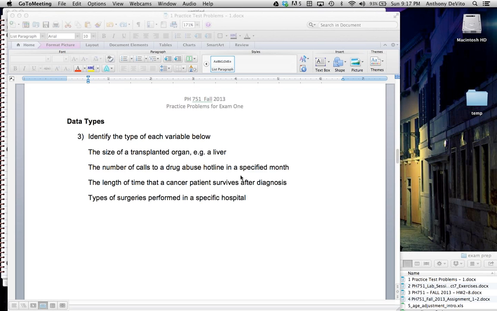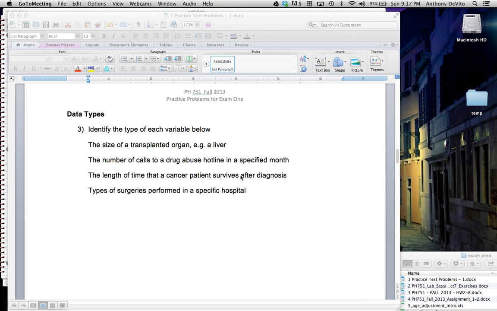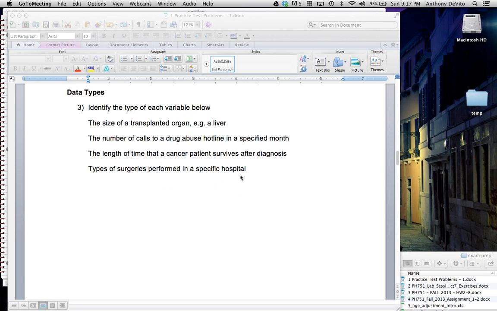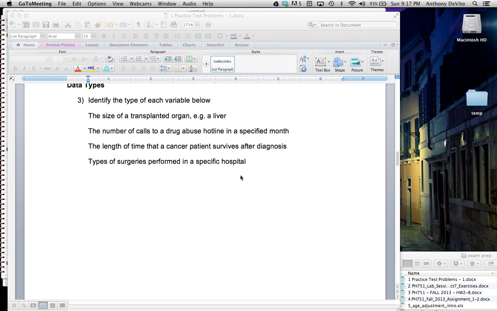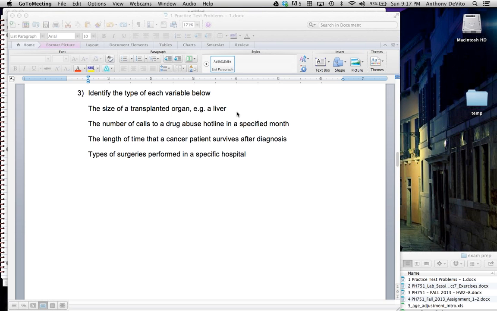Okay. We do have something on variables. Identify each type of variable below. The size of a transplanted organ, for instance, a liver. I guess that would be in grams, right? Anybody want to say what that is? Nominal, numerical, discrete? Okay, I guess we all know that's going to be numerical, right? It's not going to be discrete numerical. It's going to be continuous numerical.